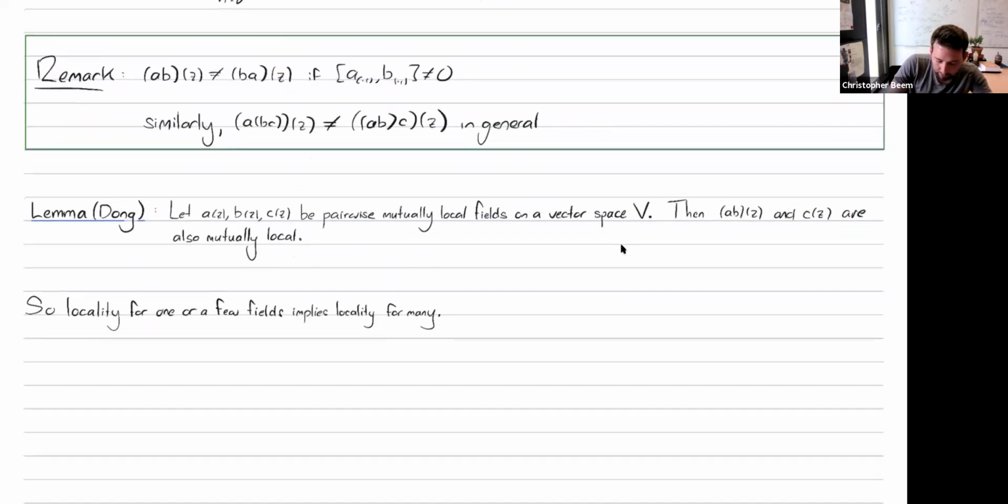Nevertheless, there's an important result. It's known as Dong's lemma, which follows from locality, which is that if you have three mutually local fields on a vector space, then when you take the normally ordered product of two of them defined in this way, that will be mutually local with the third. And because you can iterate this procedure, this means that mutual locality for one or a few fields will immediately imply the existence of a large number of local fields. And so you can get a lot of the locality axiom satisfied with only a little bit of input.